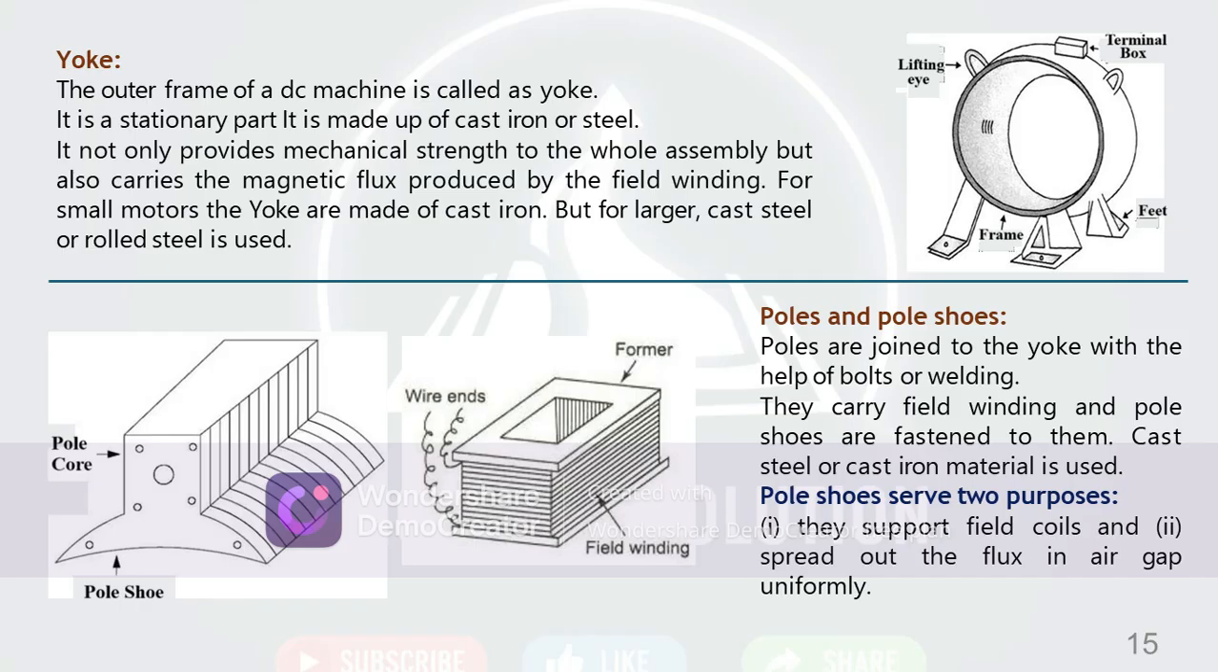Poles and pole shoes. This is the pole and this is the pole shoe part. This is the pole, and there are windings. Pole shoes are joined to the yoke with the help of poles and winding. They carry the field winding, and the pole shoes are fastened to them. Cast steel or cast iron material is used. Pole shoes serve two purposes: they support the field winding coils and spread out the flux in the air gap uniformly.